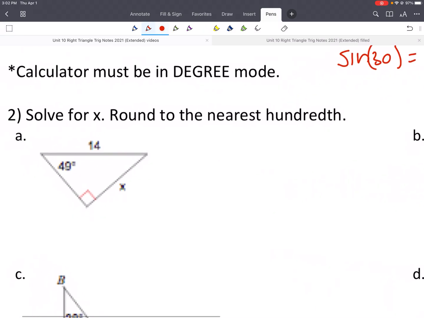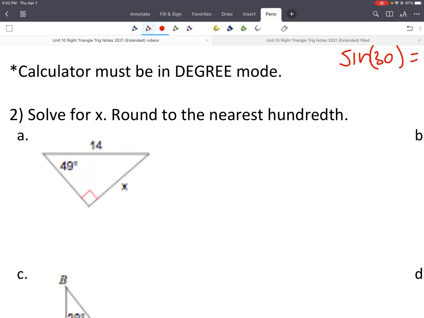All right, so here, again, we're going to do the same sort of setup. We're going to look at our reference angle, and we need to identify our sides. So here we have opposite, here is hypotenuse. You could write down adjacent, but we don't have that information. So which trig ratio uses opposite and hypotenuse? Well, that's sine. So sine of theta, and this time we know what theta is. Theta is 49 degrees. And that's equal to opposite x over hypotenuse, which is 14.